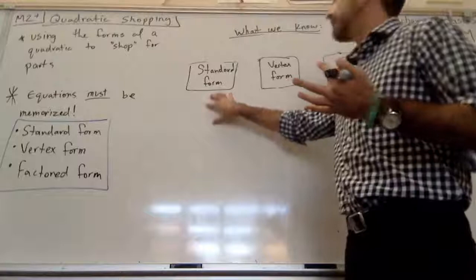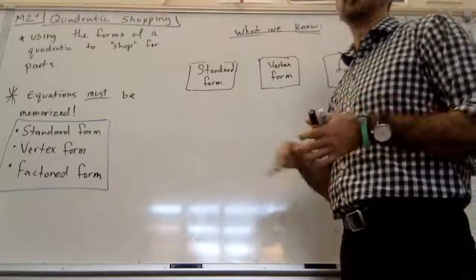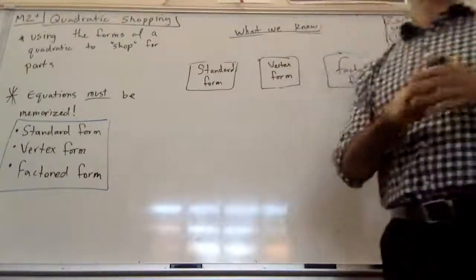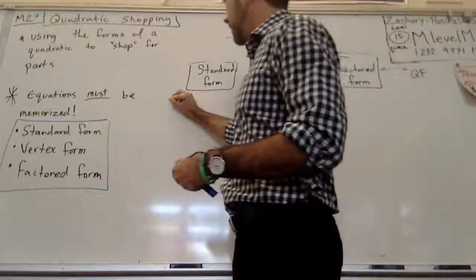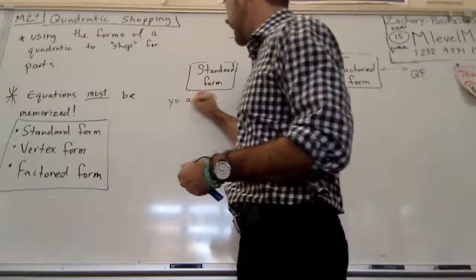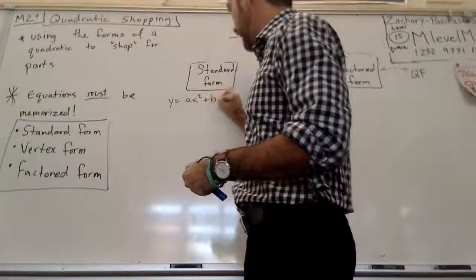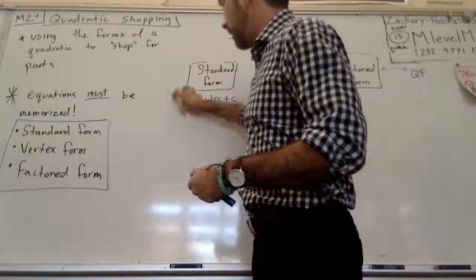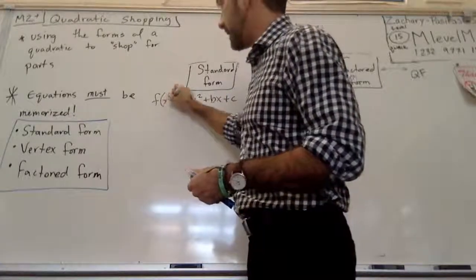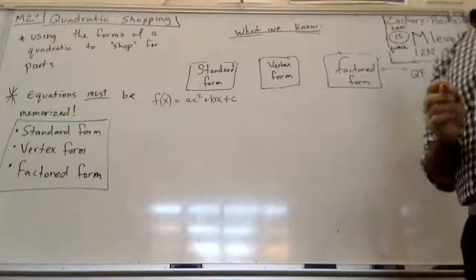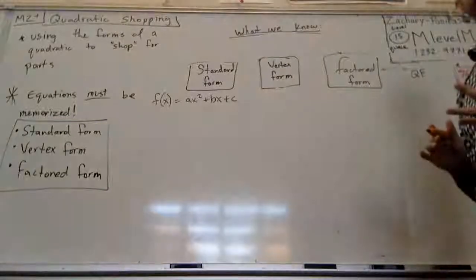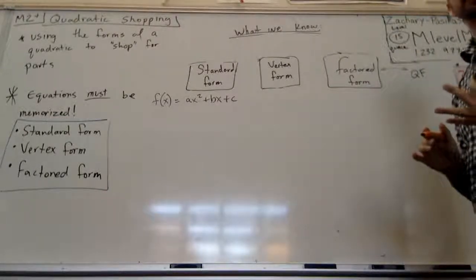Who's pretty confident for standard form? Who can help me with that? Yeah, Layla. Good. Y is equal to ax squared plus bx plus c. Y can also be written in function notation, like so. That's our key standard form. That's our standard form. Okay.